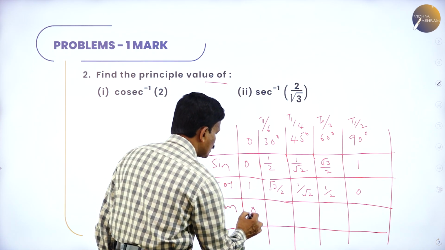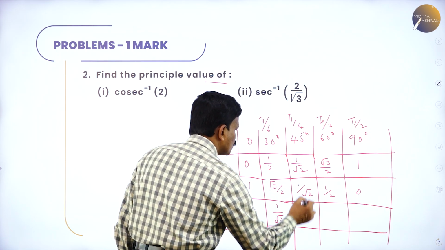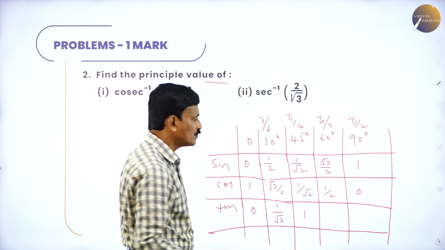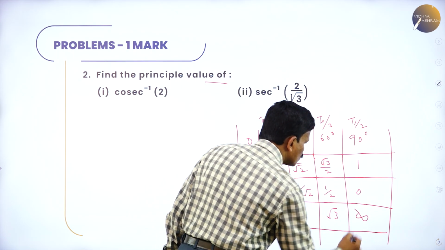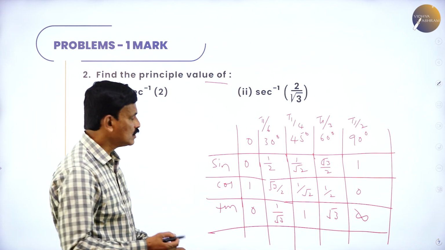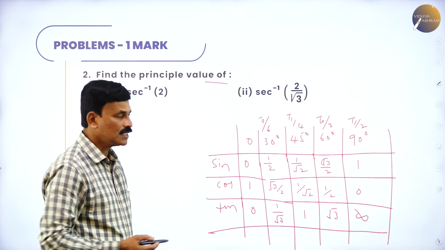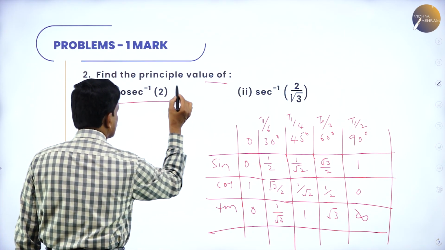0 by 1 is 0, so tan 0 is 0. 2 gets cancelled, tan 30 is 1 by root 3. 1 by root 2 over 1 by root 2 gets cancelled, tan 45 is 1. 2 gets cancelled, root 3 by 1 is root 3. 1 by 0 is equal to infinite. So, if you reciprocate tan, you will get cot. If you reciprocate cos, you will get secant. If you reciprocate sine, you will get cosecant. Now, let us come to the first example.